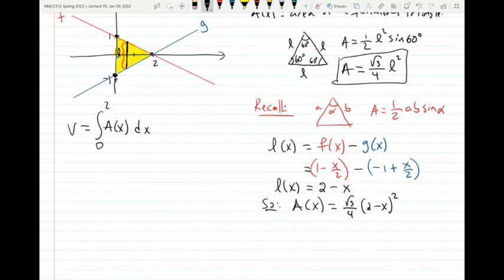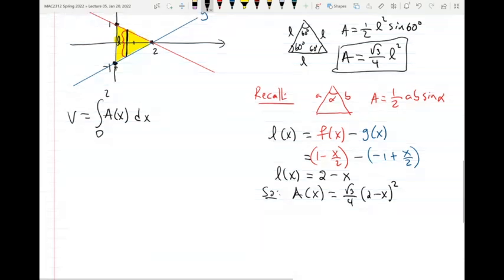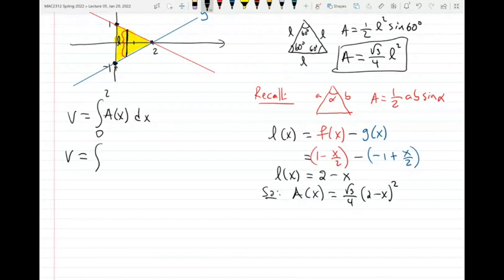Are we okay with this? So now this is what we integrate. I'll put that into my integral, and we are good to go. So the volume is the integral from 0 to 2 of square root of 3 over 4 times (2 minus x) squared dx. Questions?